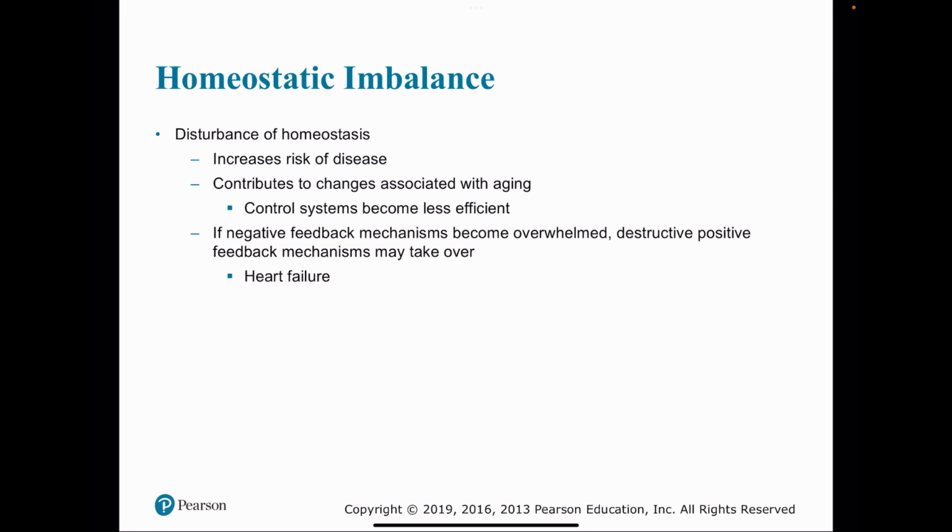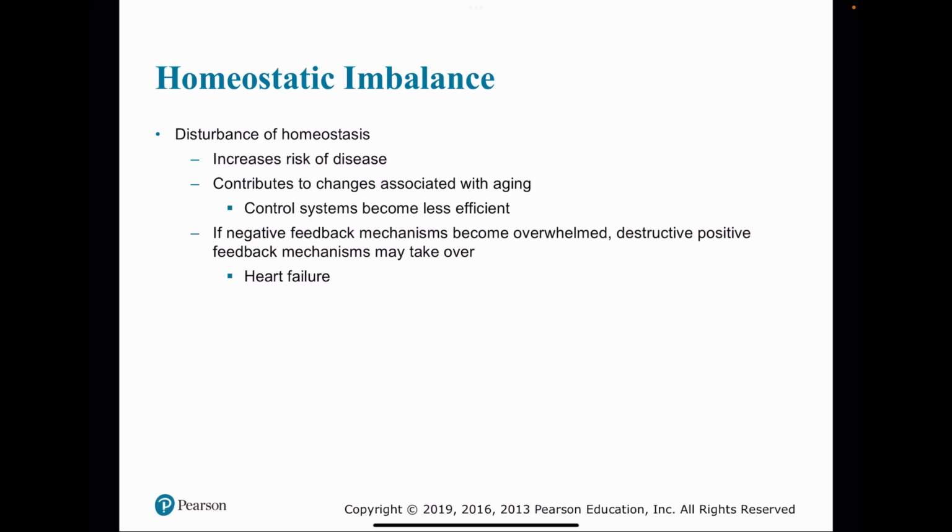Now, this contributes to the changes associated with aging. Unfortunately, as we age, the body becomes less able to maintain homeostasis for all these different body variables. It's also why you see a lot of geriatric individuals that tend to have multiple health problems. It's just that the body systems aren't as efficient as we age.